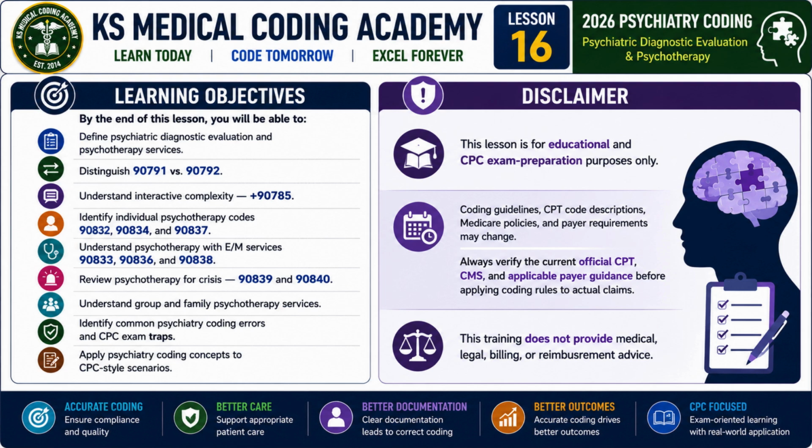Before we begin, let's review the objectives for Lesson 16, 2026 Psychiatry Coding. In this lesson, we will learn the basics of psychiatric diagnostic evaluation and psychotherapy coding. We'll understand the difference between 90791 and 90792, review interactive complexity, and learn the major individual psychotherapy codes. We'll also cover psychotherapy performed with E/M services, crisis psychotherapy, group and family psychotherapy, and other important psychiatry coding concepts. Finally, we'll review common coding mistakes in practice with CPC-style scenarios and questions.